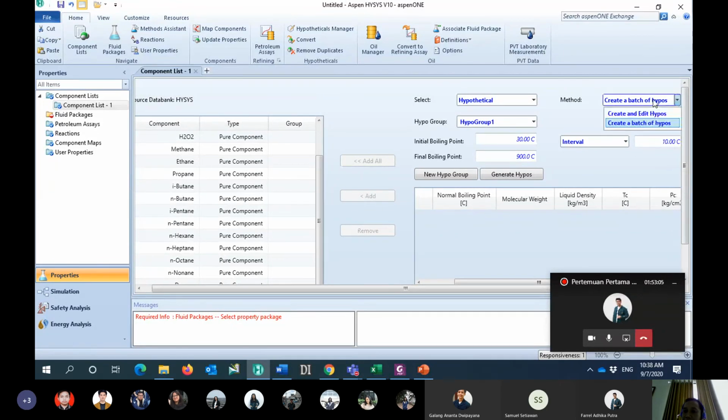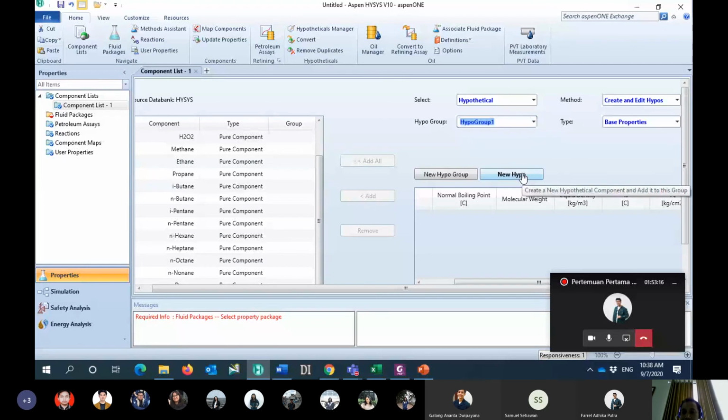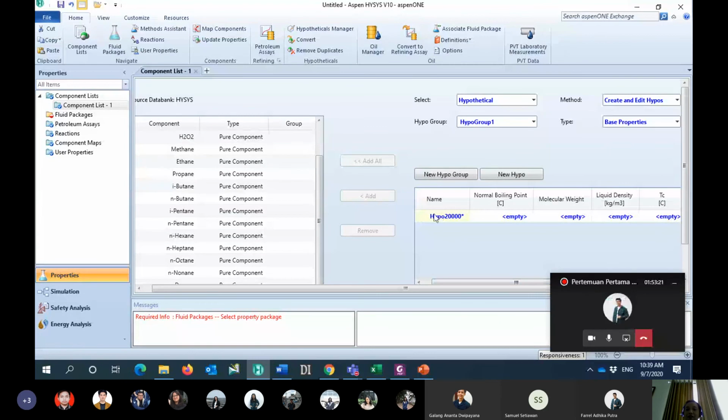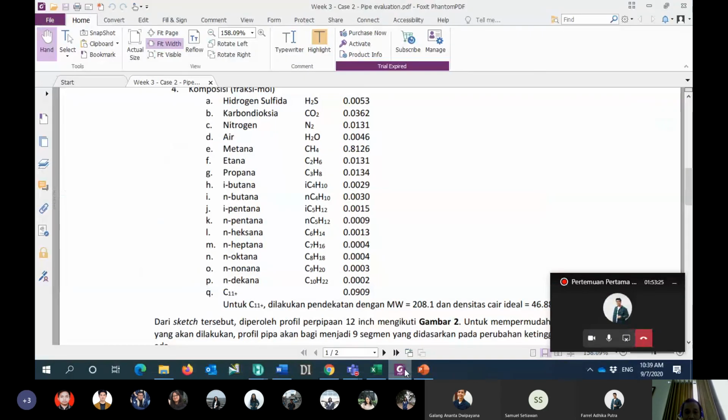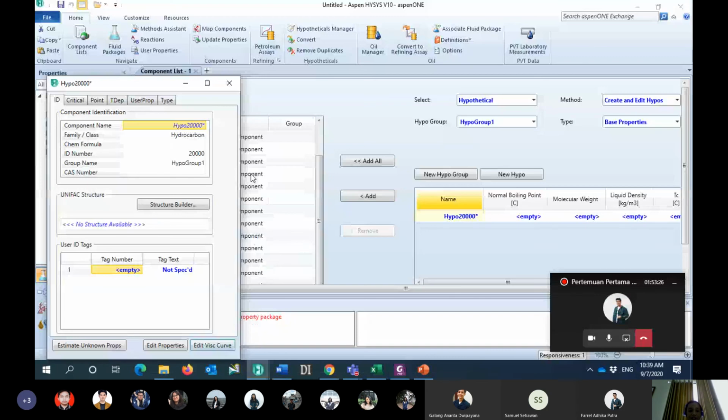Okay, I will not batch create hypo, just create and edit hypo. I will start with the new hypo. Okay, and then I will double click in here, and I will change the name of this hypo into C11 plus.